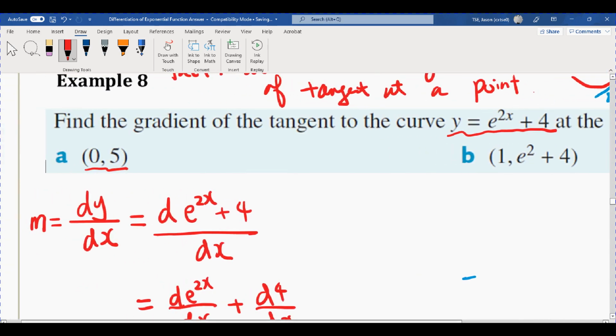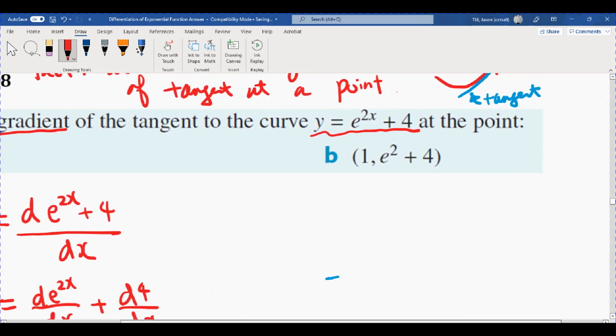Okay, so you say, oh, that's 5. Is that 5 useful? No, you are going to find the gradient, so you don't need that y value. The y value is just given for the sake of completeness. So that 5 in this case is not useful. You don't need to worry about that.